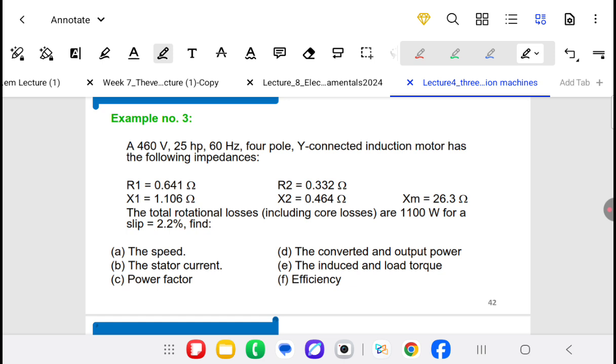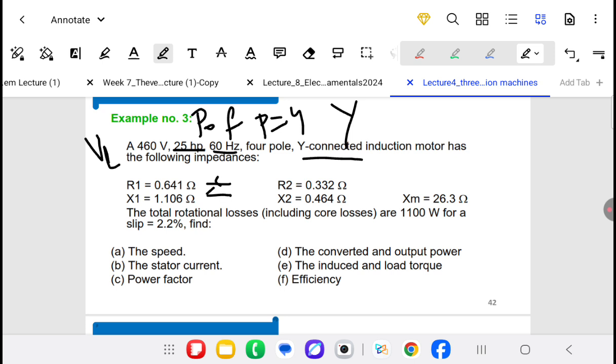Example number 3, we have 460 volts, which is V line of the supply, 25 horsepower, which is the power output, 60 hertz frequency of the source. The number of poles equals 4. Star connected induction motor has the following impedances given: R1 of the stator, X1 of the stator, R2 of the rotor and X2 for the rotor. We have Xm for the magnetizing reactance. The total rotational losses, friction and windage including the core losses, is equal to 1100 watts for slip equals 2.2%.